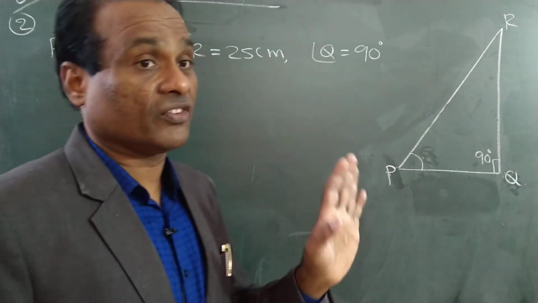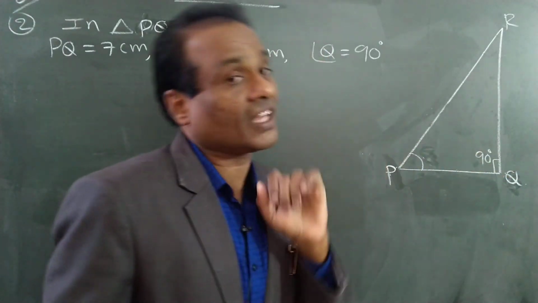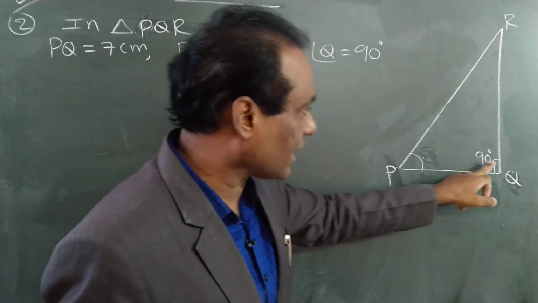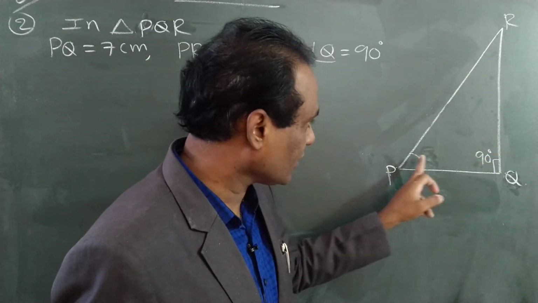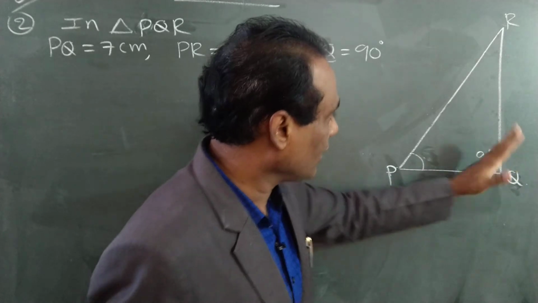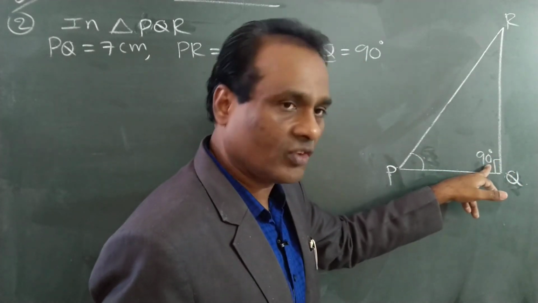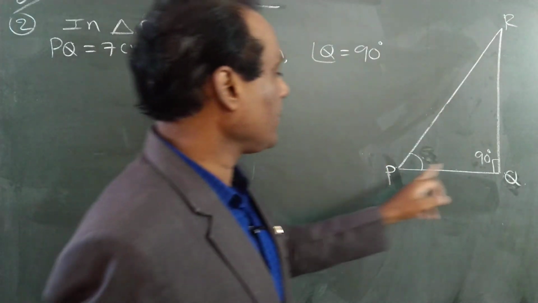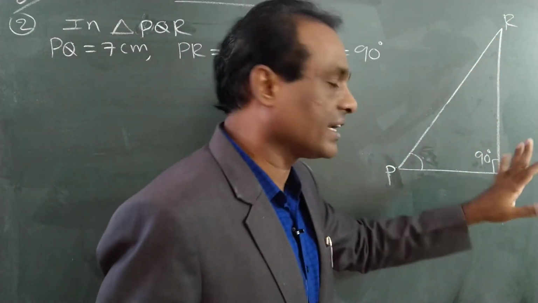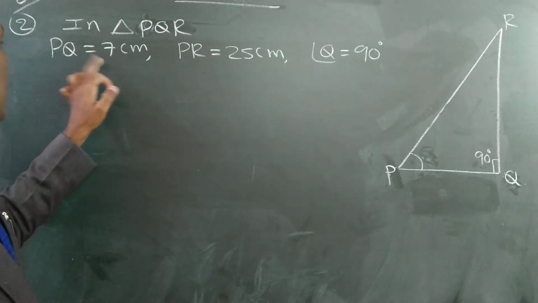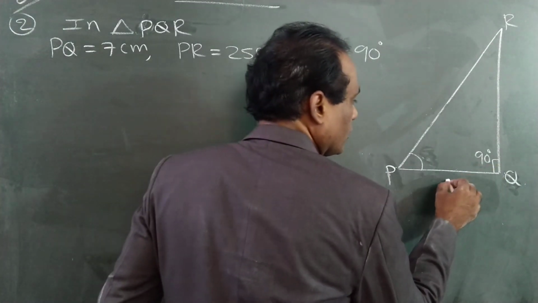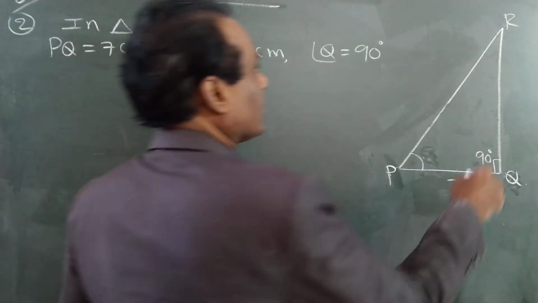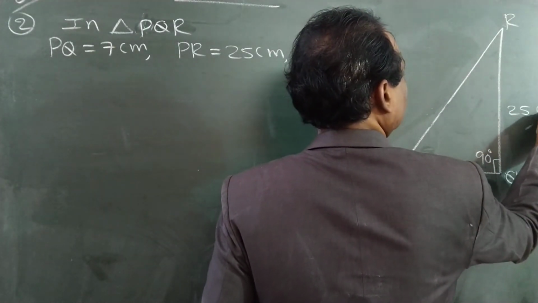But there is a confusion. Which angle is 90 degrees? That we have to see. Q is 90 degrees, as per this diagram. This is 90, this is not 90. Two perpendicular lines mean this angle will be 90 degrees. So Q is 90 and PQR is a triangle. PQ is 7. PR is 25.